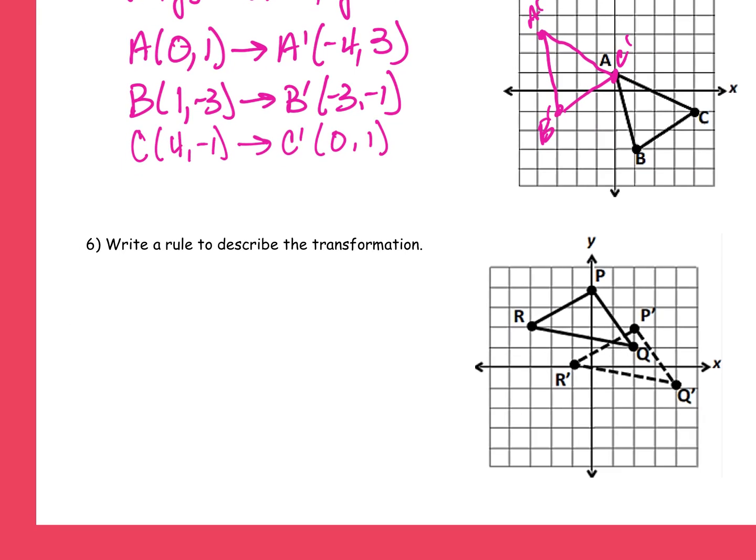So this is how, I'm just going to pick one point. I only need to pick one of them. Okay? And I'm going to write it out. So I think I'm going to pick P and P prime. So where is P located at?